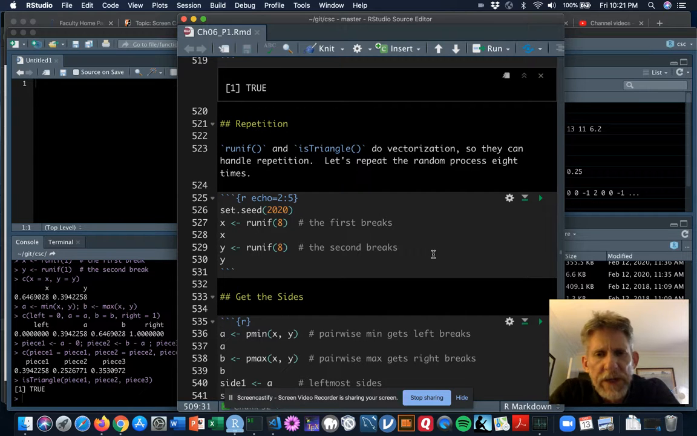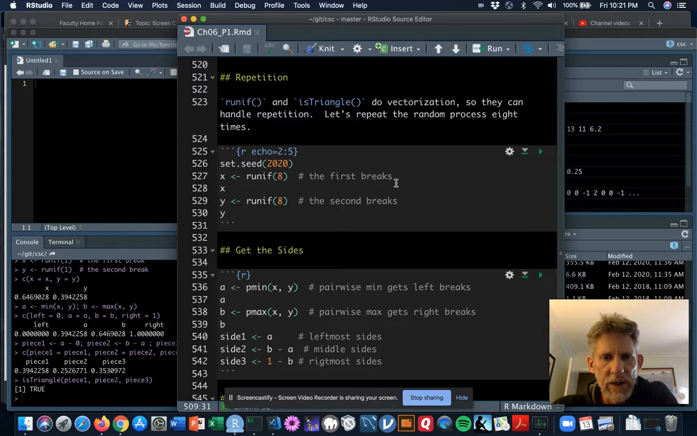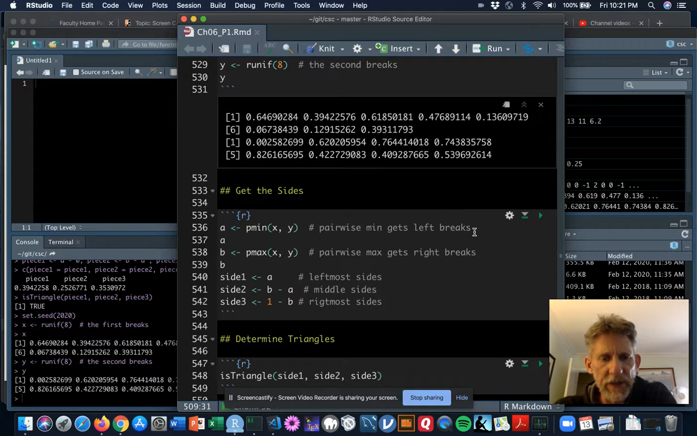So that models the process of breaking a stick and checking to see if the pieces make a triangle. What we need to find out is the probability of a triangle, so we need to be able to repeat this process a number of times. Fortunately, both runif and isTriangle work in a vectorized way, so they can handle this repetition quickly and easily. For the sake of this next example, we're just going to repeat this random process 8 times. So we're going to make 8 first breaks and 8 second breaks. Here they are. And then we need to get those left-hand breaks and right-hand breaks out of the two breaks. And so we need to get the minimum of each of the pairs and the maximum of each of the pairs. This is done with a special function called pmin and another special function called pmax.